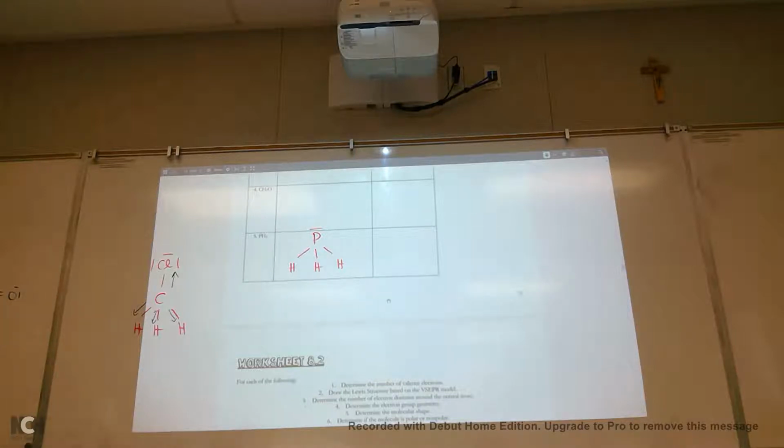Melody, so you said, if we had to explain this, you said what did you say? Awesome. So if it's polar, what you would need to explain it would be to say that the dipoles do not cancel. That means it's polar. The dipoles do not cancel. If it's non-polar, then your explanation would be that the dipoles cancel.